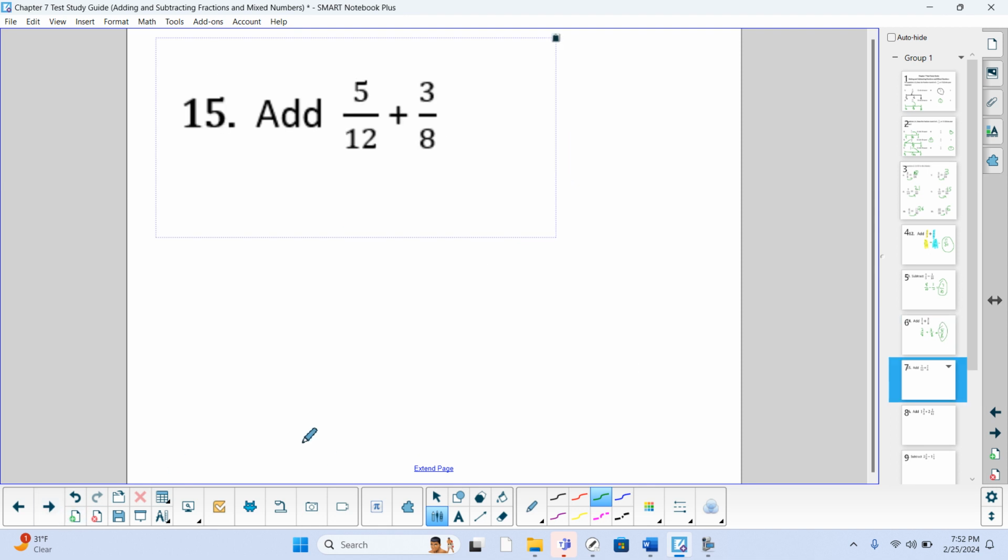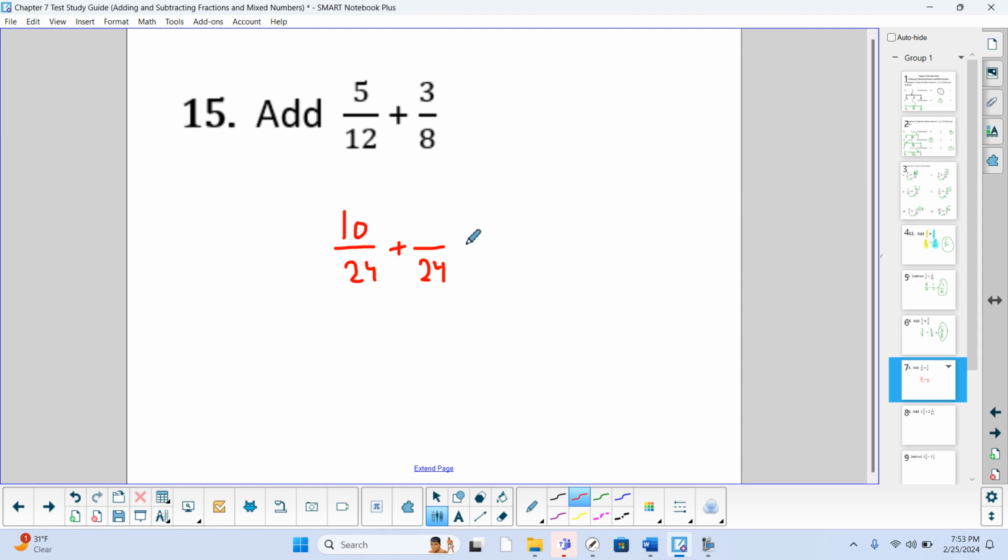Number 15, 5/12 plus 3/8. Common denominator is going to be 24. Let's go to red here. So this would be something over 24 plus something else over 24. 12 times what gives me 24? That would be 2. So 5 times 2 is 10. So 5/12 is the same as 10/24.